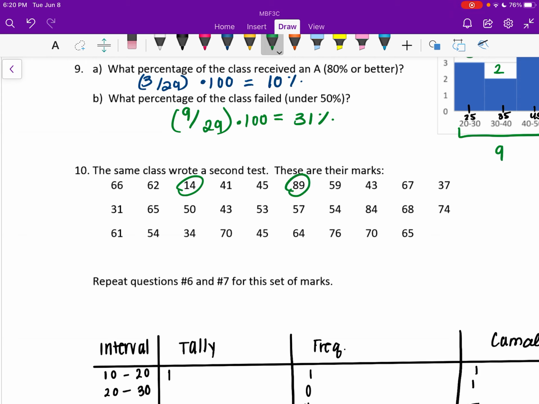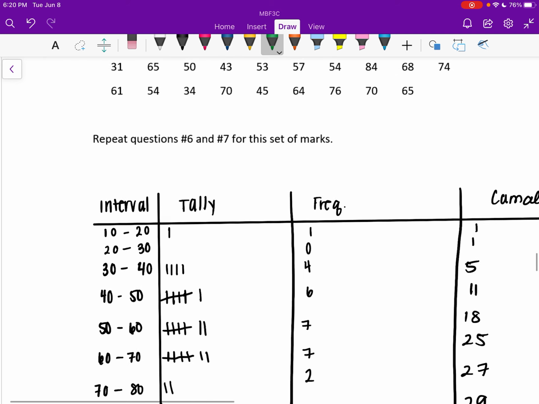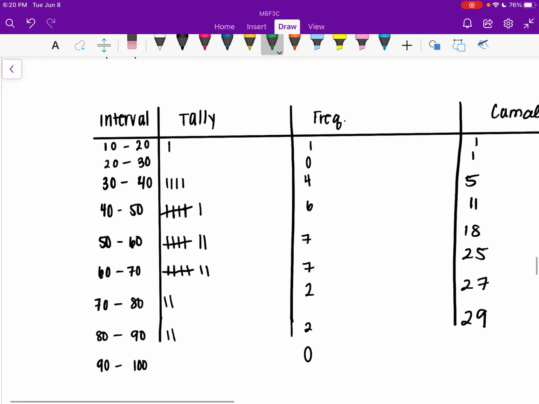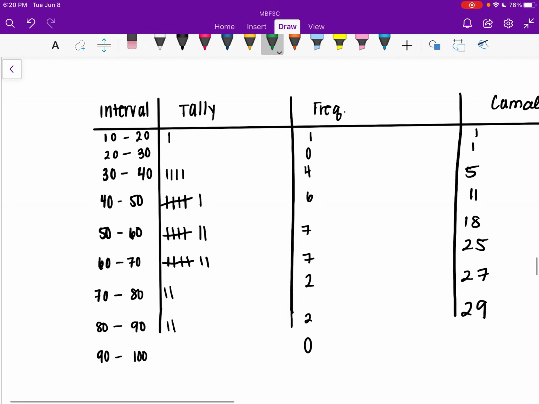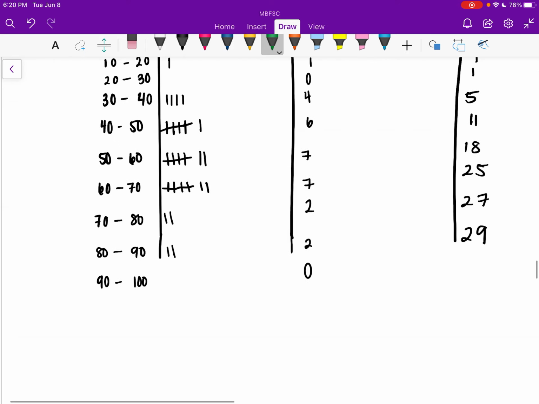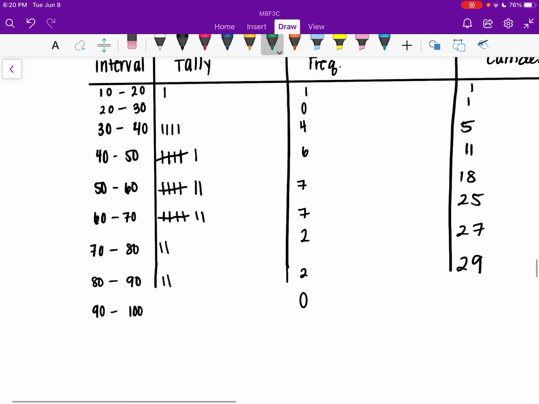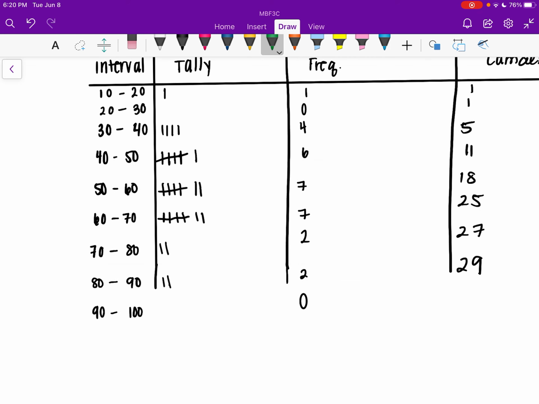89, there you go. It was an 89. So what I did was I just counted the boxes according to that, right? So I made it 10 to 20, 20 to 30, 30 to 40, 40 to 50, 50 to 60, 60 to 70, 70 to 80, 80 to 90. Then I just counted all of my numbers, and then I counted the frequency, and they all added up, right?